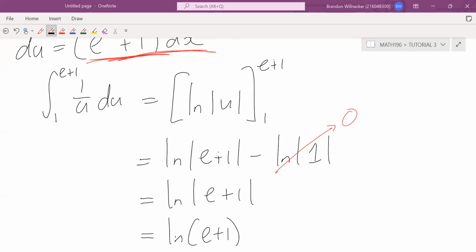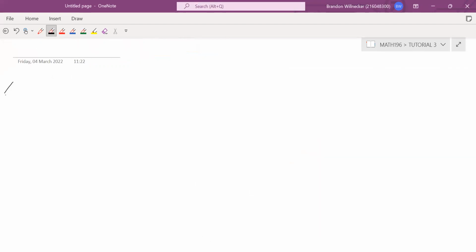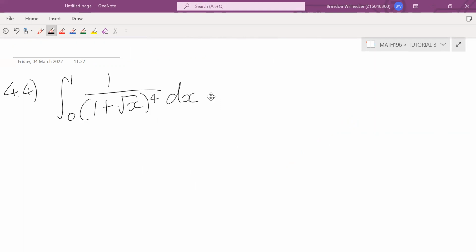Okay, last question for today, 4.4. So we have the integral from 0 to 1 of 1 over 1 plus the square root of x to the power 4 dx. Now it should be pretty obvious what we need to do here. We need to let u be this inside part, the 1 plus root x. We don't have much of a choice besides that.